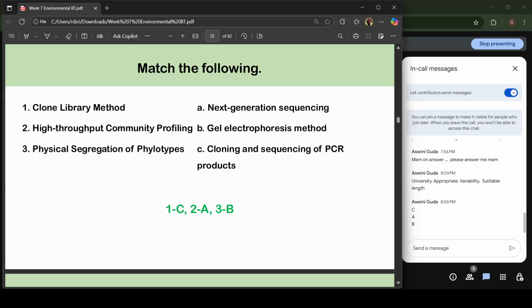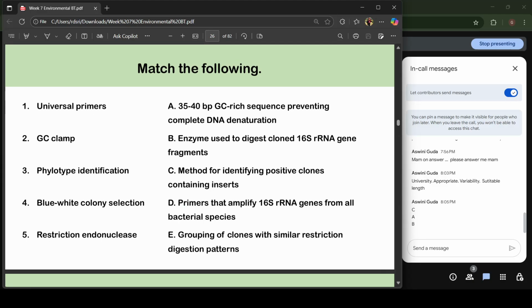In high throughput community profiling, when we talk about something high throughput, obviously it is going to match with next generation sequencing. And the physical segregation of phylotypes we do using gel electrophoresis. So we do some restriction digestion and then go for gel electrophoresis, and then we can segregate these phylotypes. Perfect.